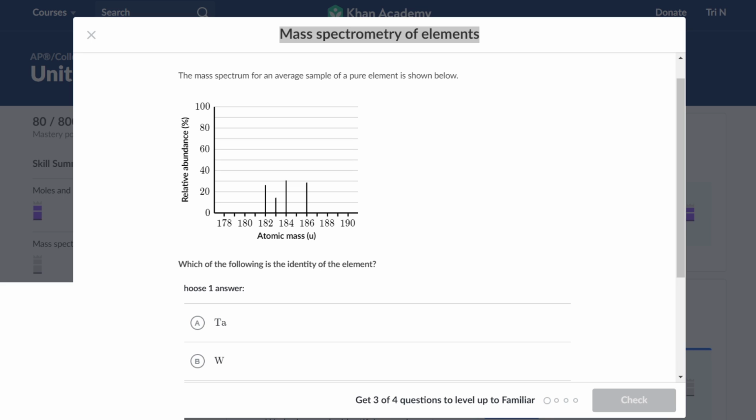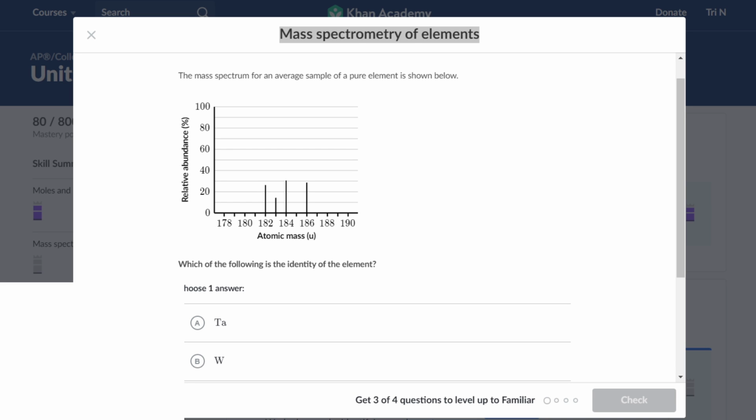Hello, so we are going to try to do some questions on mass spectrometry of elements. This is the first question. The mass spectrum for an average sample of a pure element is shown below. So we have atomic mass on the x-axis and relative abundance in percent on the y-axis. Which of the following is the identity of the element?